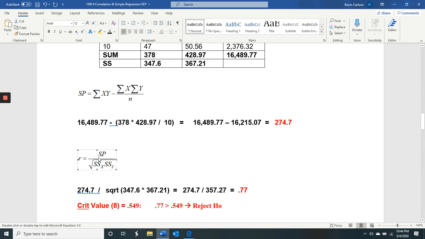Then we figure out the R. The R is the SP divided by the square root of the sum of squares x times the sum of squares y. So our SP is 274.7. Our sum of squares x is here, and sum of squares y is here. That's from the table above. We solve for that and we get 357.27. So we take SP divided by 357.27. We get a pretty big correlation here of 0.77.